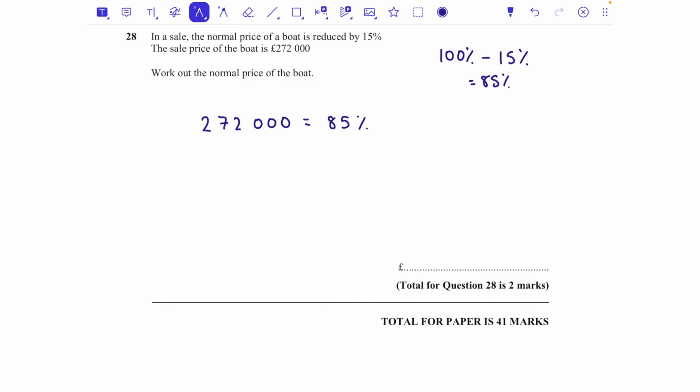Now I think the best value to get here would be 5%, but you can do it however you like. You might want to divide by 85 to get 1%, that would be absolutely fine. I'm going to go for 1%, why not? So 1% I would find not by dividing by 100, but by dividing by 85, because I'm only starting with 85%. So dividing both sides by 85, I'm going to get 272,000 divided by 85, which tells me that 1% is 3,200.